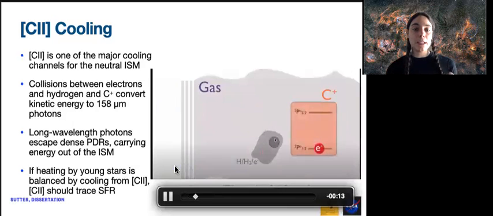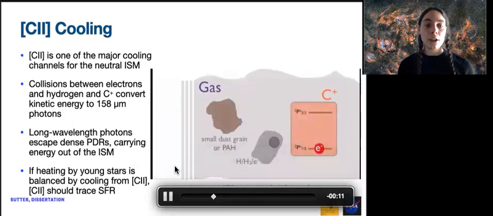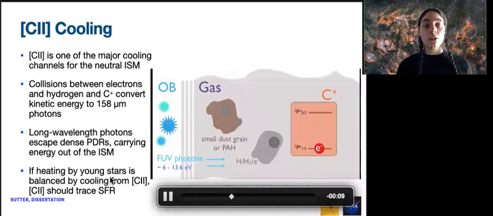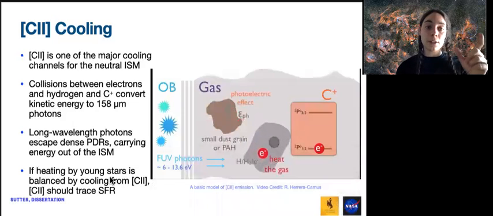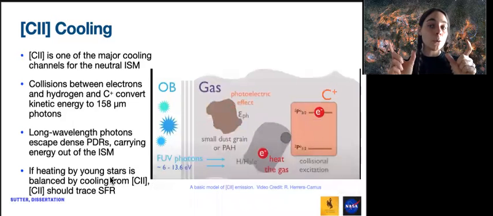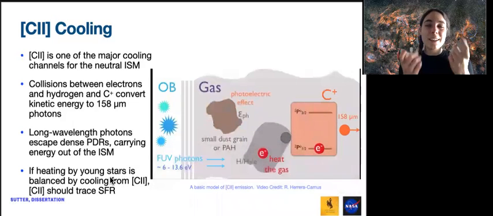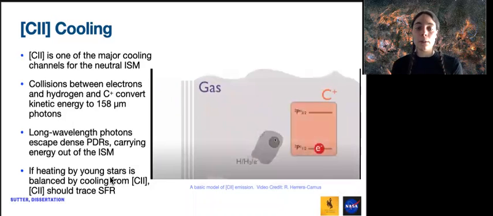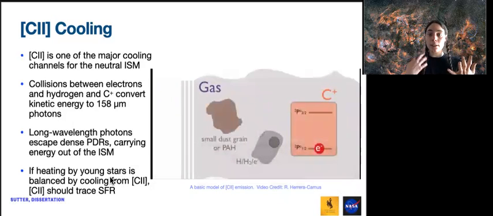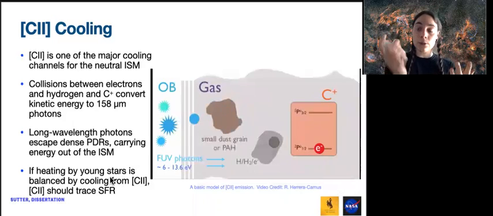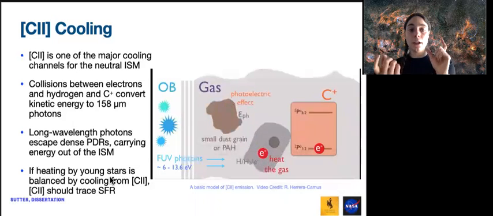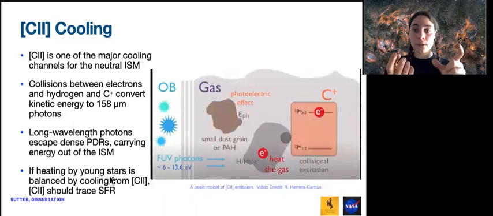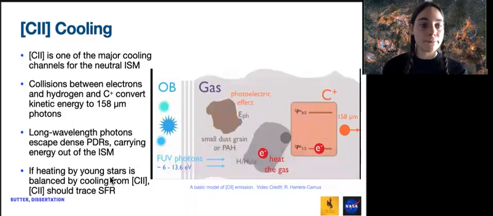So the reason why carbon-2 might be a tracer of star formation rate is that young stars are one of the main things heating up the ISM. So if young stars are heating the ISM and carbon is cooling the ISM, and our ISM is pretty close to thermal equilibrium, so heating is balanced by cooling, we would expect the strength of the carbon-2 emission to be directly proportional to the number of recently formed stars, or the star formation rate.